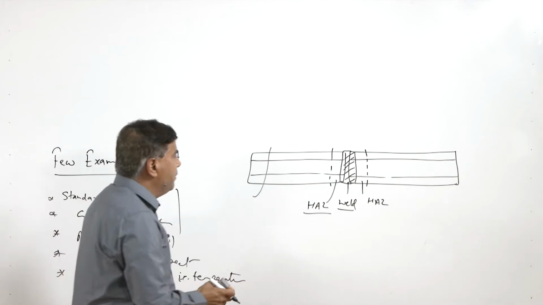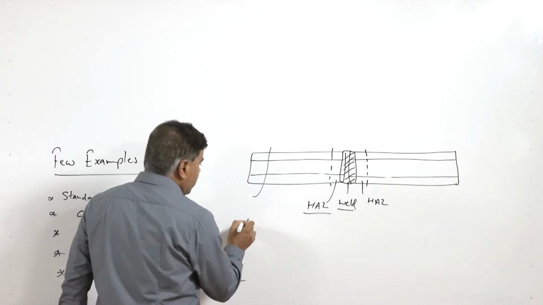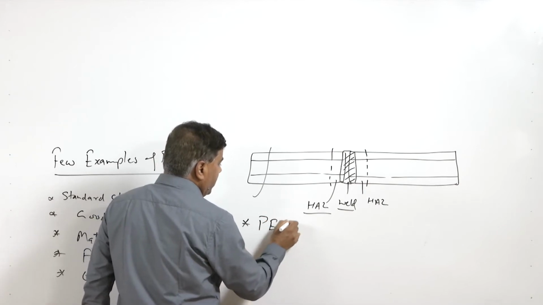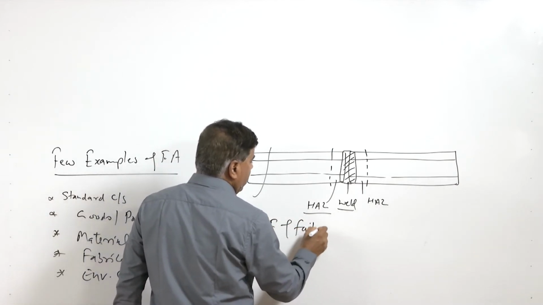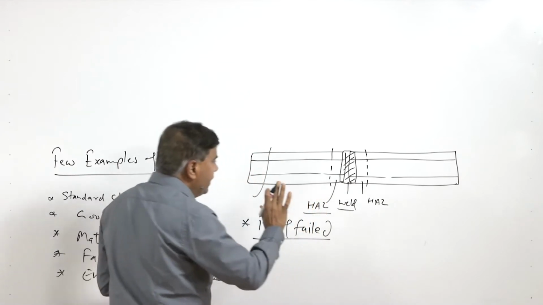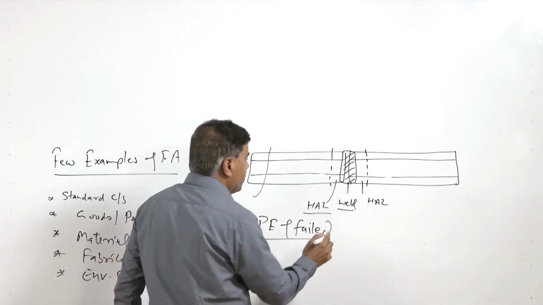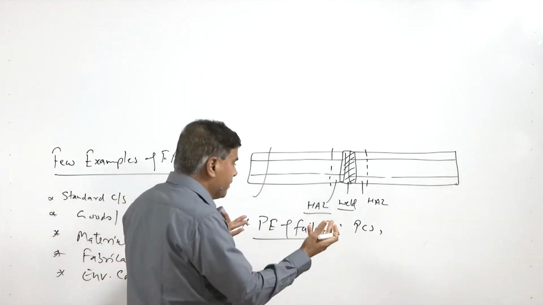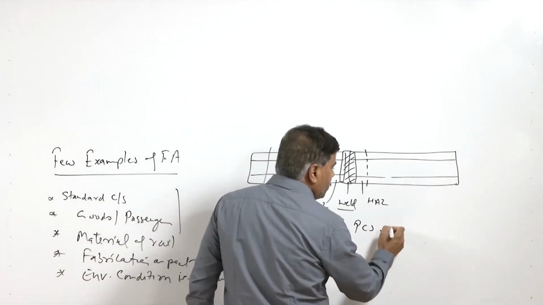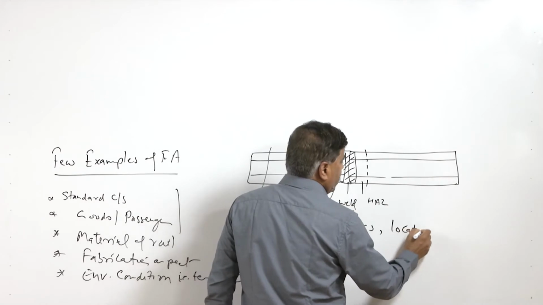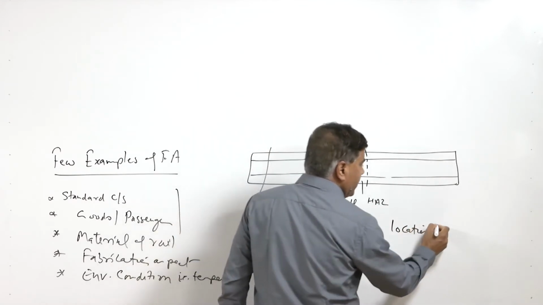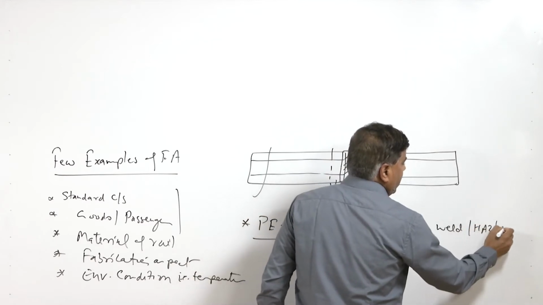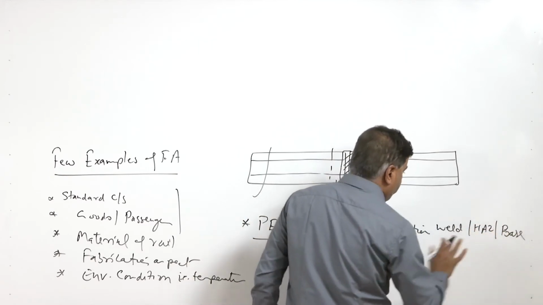So what will we be doing first? We will be doing the preliminary examination of the failed rail. In the case of a failed rail, we have to observe the pieces of the broken rail, and then see the location from where the failure has occurred, whether it is from the weld, from the HAZ, or from the base metal of the rail.